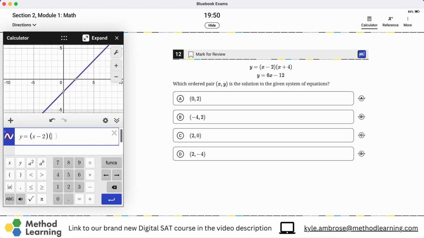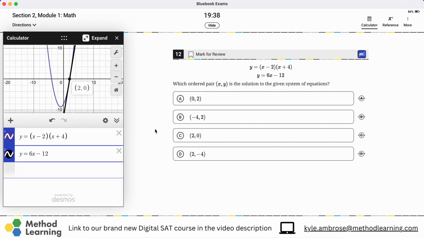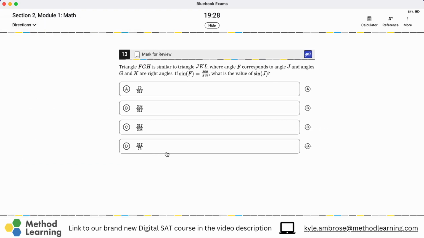We need the solution, they say. Remember, a solution to a system is the intersection point. So we just want to find where these two graphs intersect each other. They intersect at this point right here, (2, 0). There it is, see, simple. Desmos made it really quick. This next one is not one that we could use Desmos for, so we'll get rid of that.